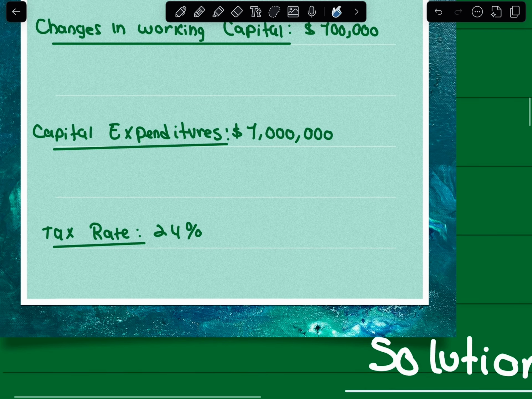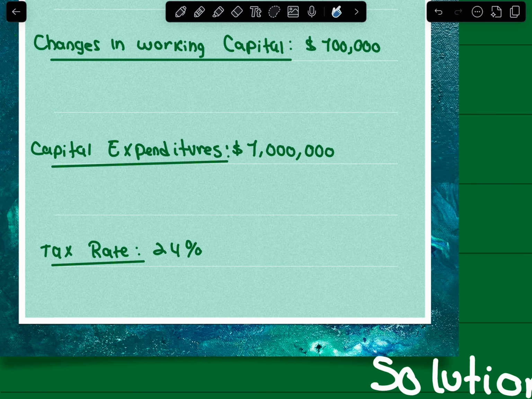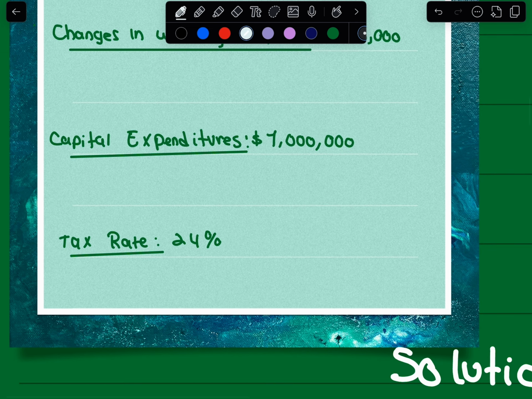Capital expenditures are investments a company makes in long-term assets. For example, buying a new factory or upgrading equipment. This indicates how much the company is investing in its future growth and ability to generate revenue. Our number for capital expenditures is $1 million. We're going to be working using $1 million in this example.